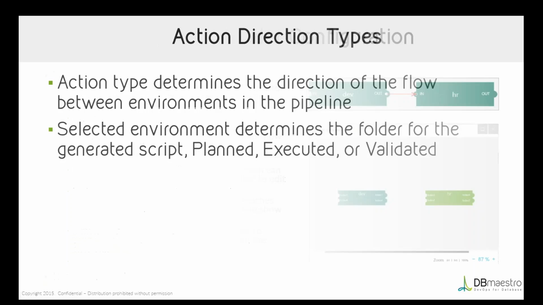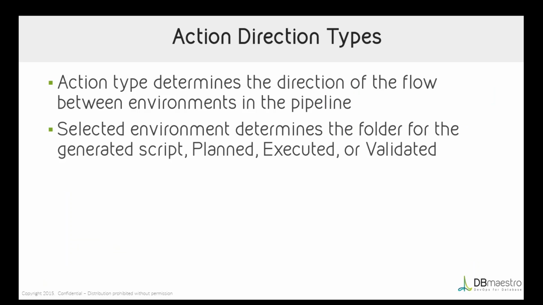Go back to the slides here. Okay, so there are different types for the pipeline itself. Once we drag the arrow from dev to HR in that example, that shows that by default the forward action is dev to HR. The action types tell you which direction you're going. Based on which one you pick as the source and the target and the action type, it tells it which folder to look at for the script or where to place the script.